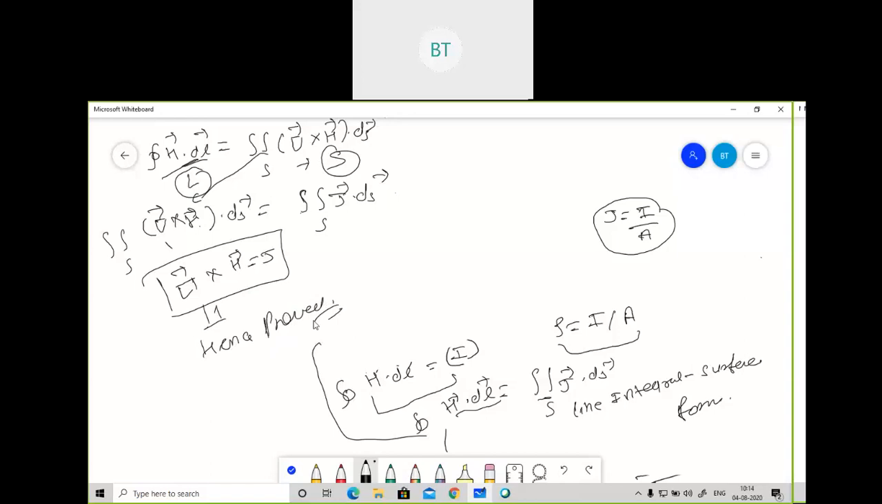What I have done is just substitute. I was aware of the fact of what Ampere circuit law is. So I substituted the value from Ampere circuit law there, and after that I applied Stokes theorem. Stokes theorem changed the line integral into the surface form, and after that I substituted the value of the surface form here, compared the values, and proved it.